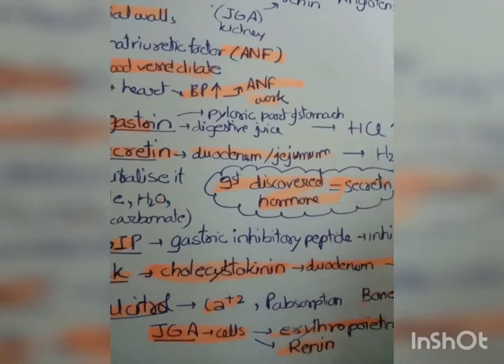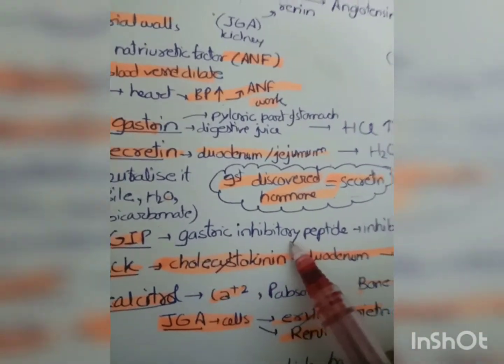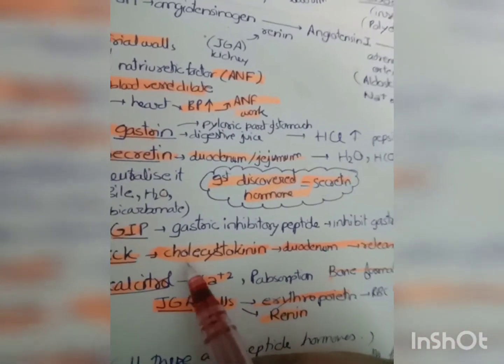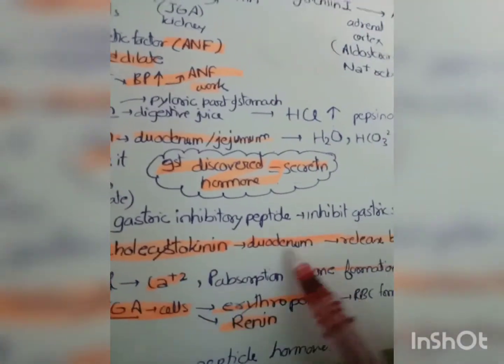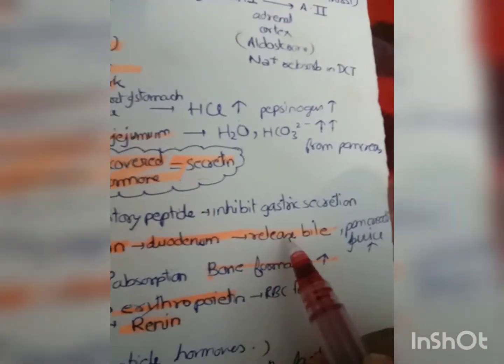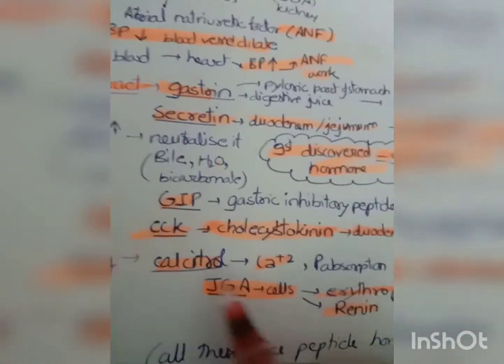It is secretin. Now the GIP, that is gastric inhibitory peptide. It inhibits the gastric secretion, means the secretion of gastric juices. Now CCK, that is cholecystokinin. It is secreted by the duodenum and it is responsible for release of bile juice and pancreatic juice.